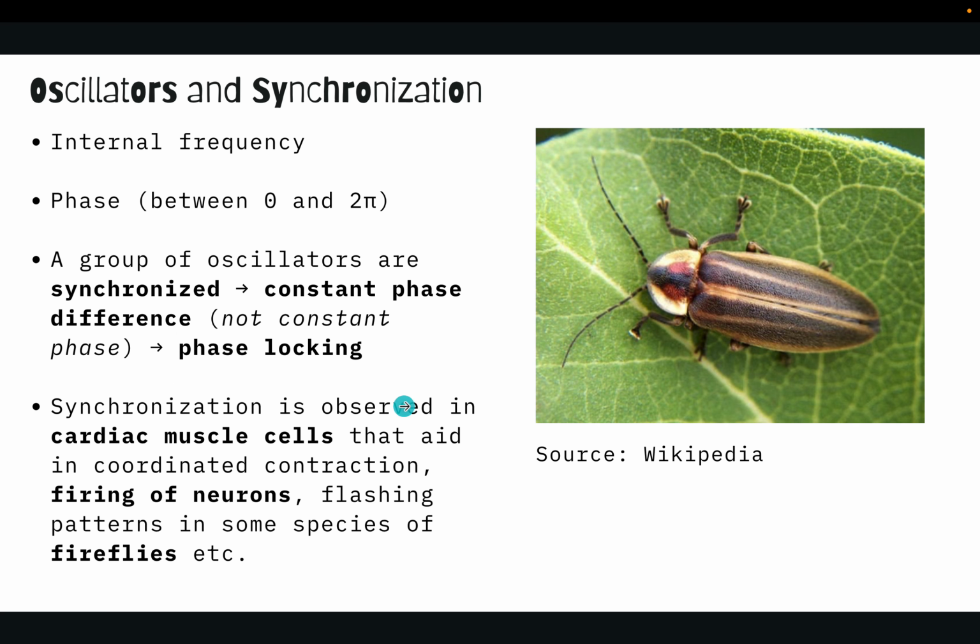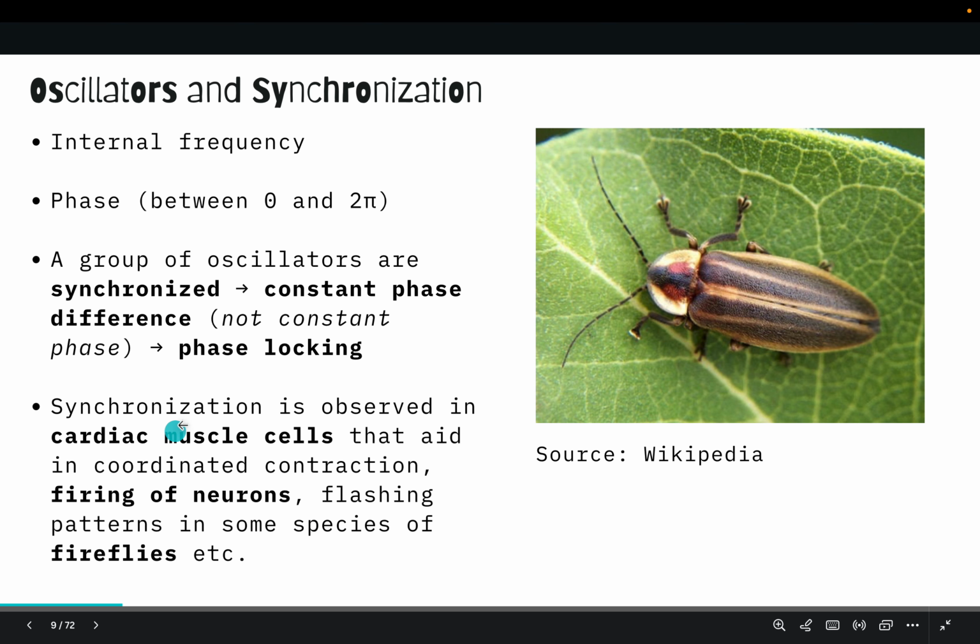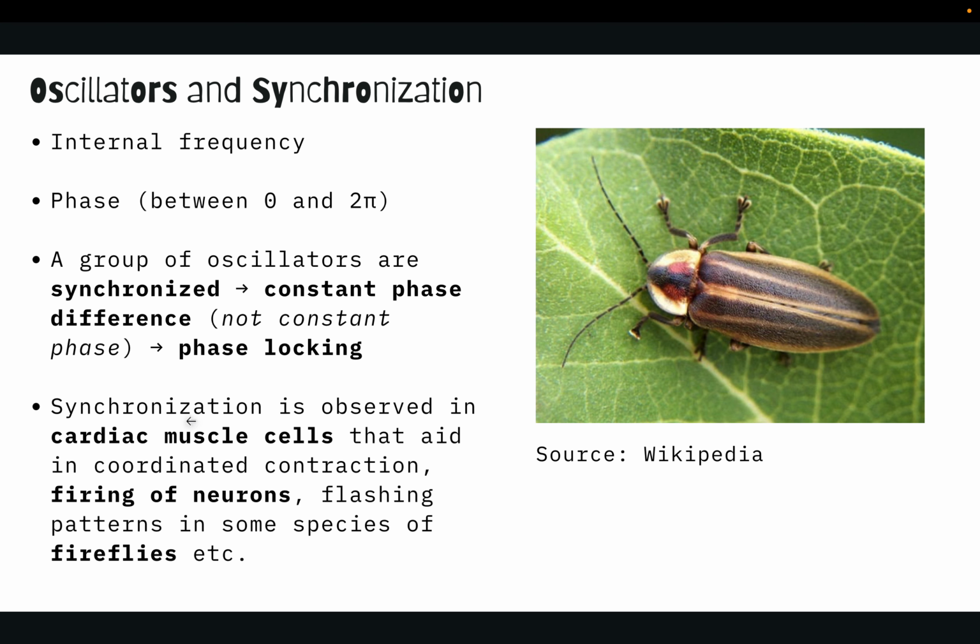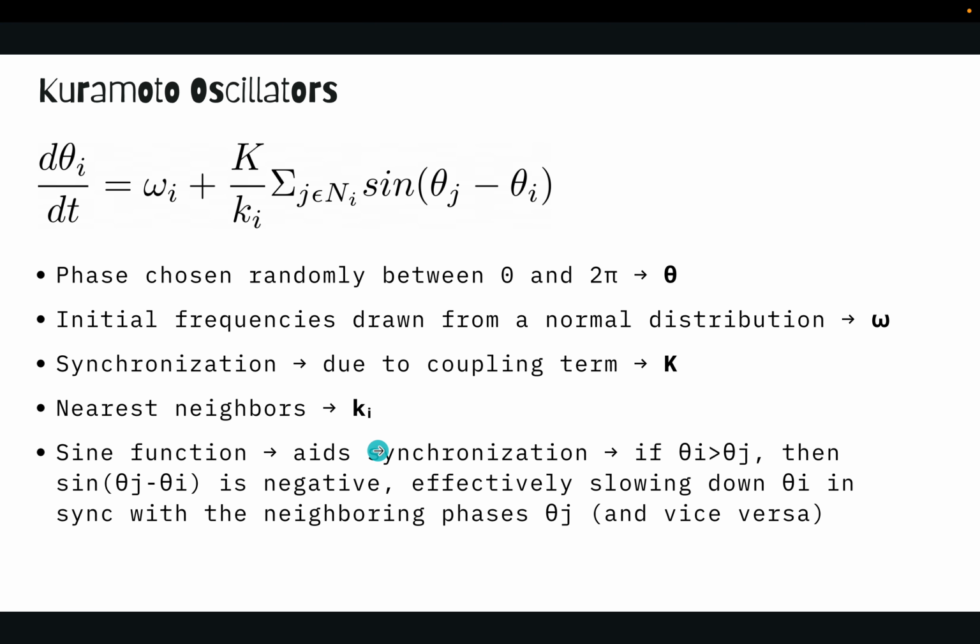Synchronization is observed in cardiac muscle cells in the heart, for instance, that aid in coordinated contraction, in the firing of neurons, in the flashing patterns in some species of fireflies, etc. So it's observed in a lot of places in nature. It seems like it's a mechanism used by nature, and it also has applications in engineering. So it's a very useful model, this model of coupled oscillators, the Kuramoto model as well.